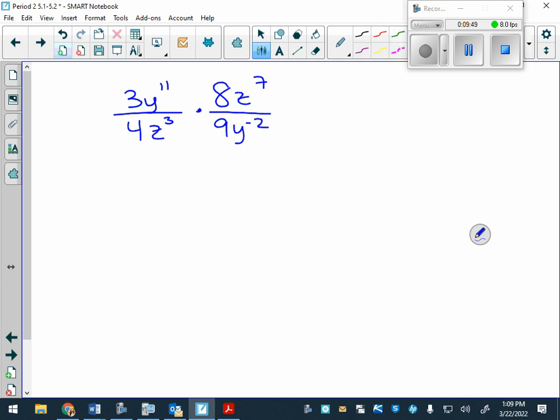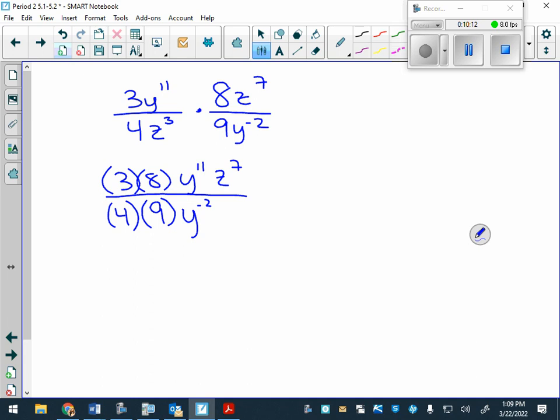I'm going to show you another way than what's on the key as well. When you're multiplying fractions, write it under 1. So everything is in order. So I'm not going to combine. I'm just going to keep this as is, my numbers together, and then y to the 11th, z to the 7th. Then I have 4 and 9, y to the negative 2nd, which we'll take care of, and z cubed. So it's under 1, so you could see.